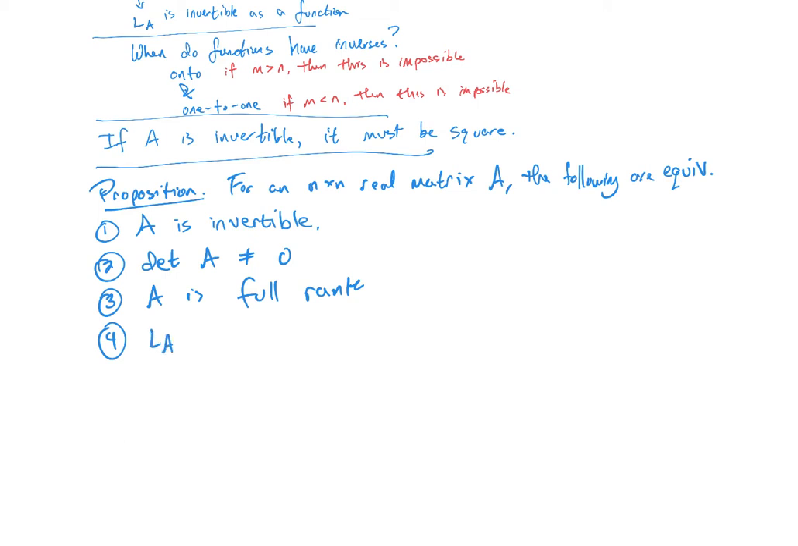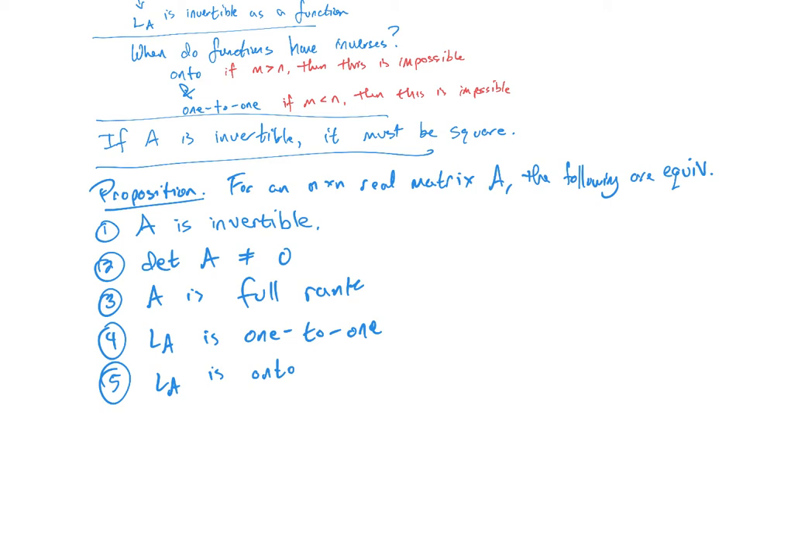One is just that the linear transformation is 1-to-1. Because it's a theorem from linear algebra that if it's 1-to-1, then it's also onto. And another one is that it's onto. It's a theorem that if it's onto, then it's 1-to-1.